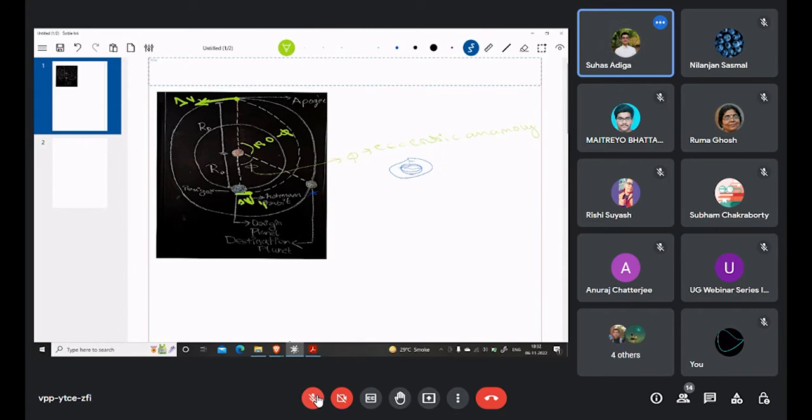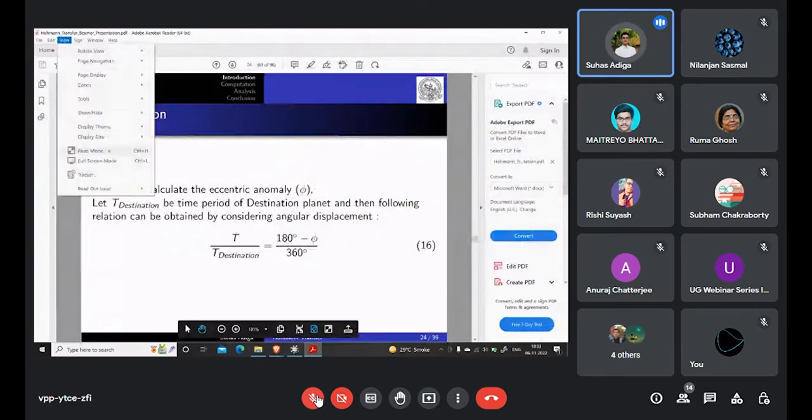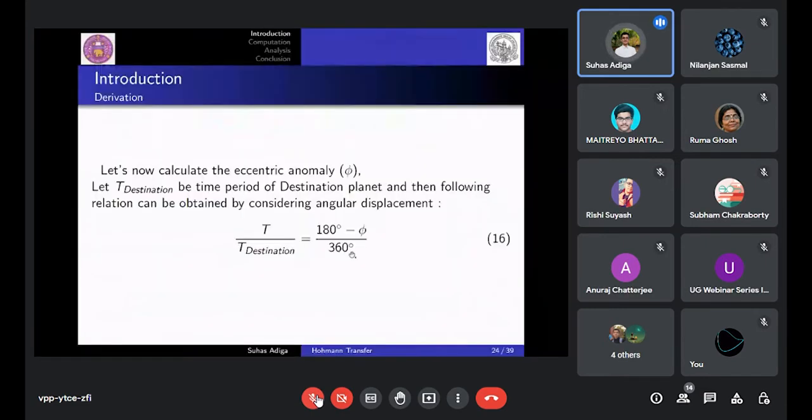Because you know that my destination planet is taking 180 minus 5 angle for time t. That is, for time t it is going 180 minus 5, and then we know that t destination is its orbital time period. That is, for one entire orbit it will go 360 degrees. So I can divide both and get the relation, because I know t destination and 360 are fixed, and I just have to solve for phi. So when I do so, I'll get one fixed angle, that is called the eccentric anomaly.